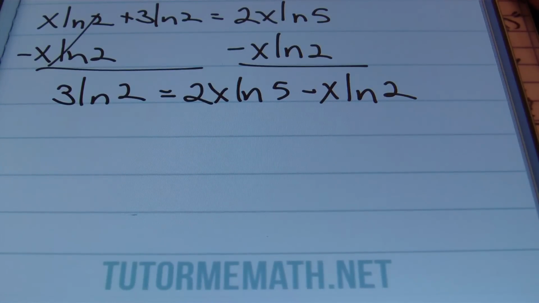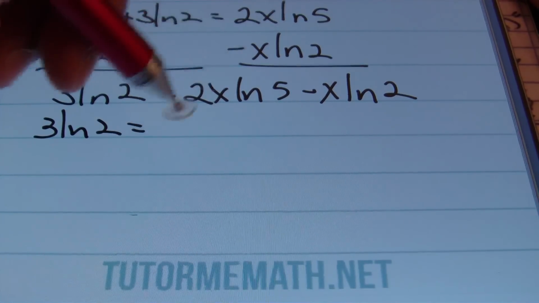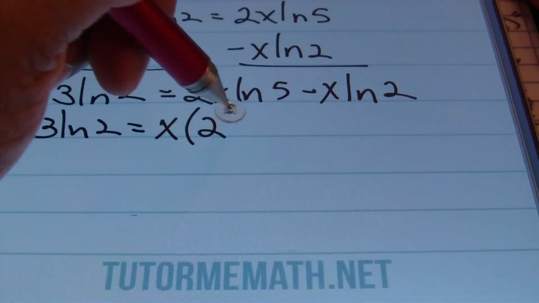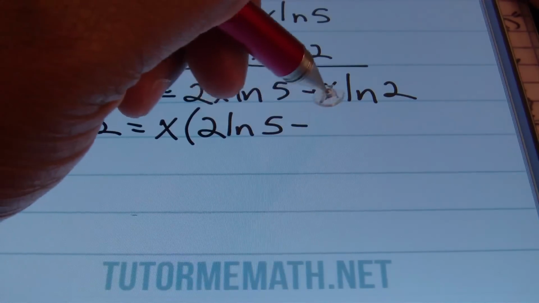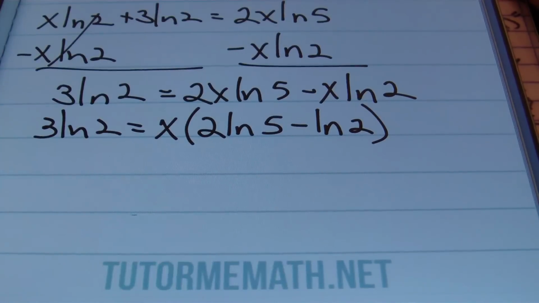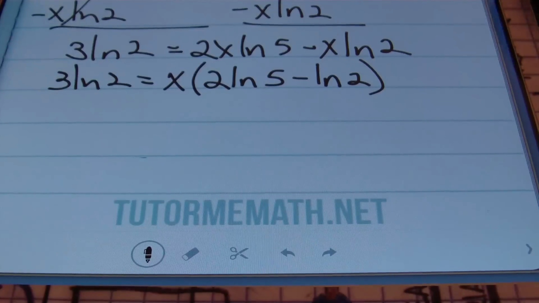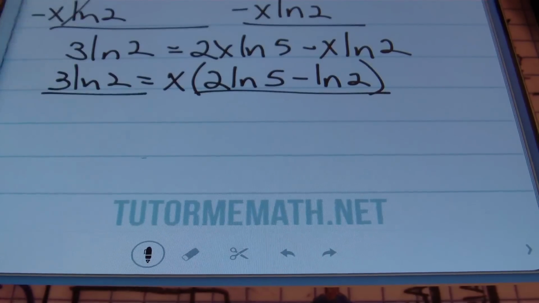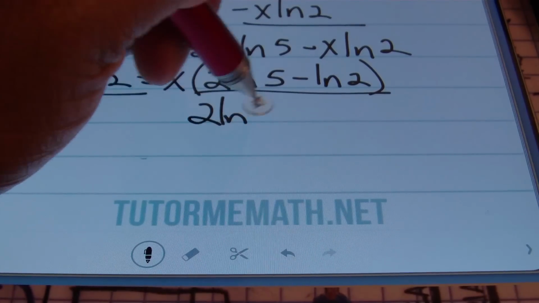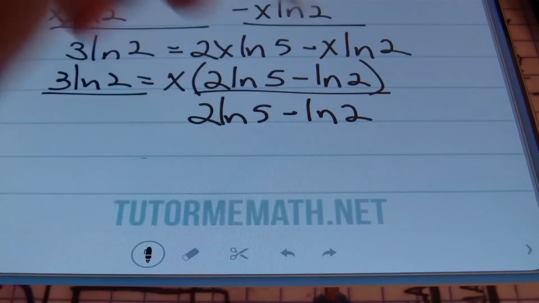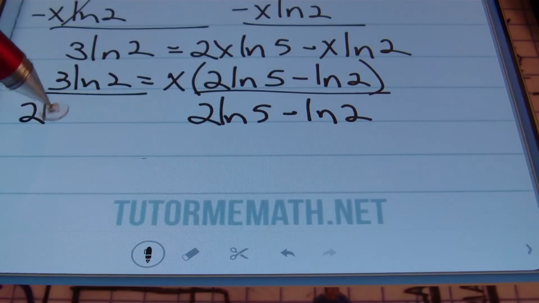All right, great. So once we have this form, the next thing that you want is to factor out the x. You're solving for x, ladies and gentlemen, so you want to isolate it. So that means that I'll be bringing down 3 times the natural log of 2, which equals x times the quantity of 2 times the natural log of 5 minus the natural log of 2, like so. Now we want to solve for x by dividing both sides by 2 times the natural log of 5 minus the natural log of 2, just like that.